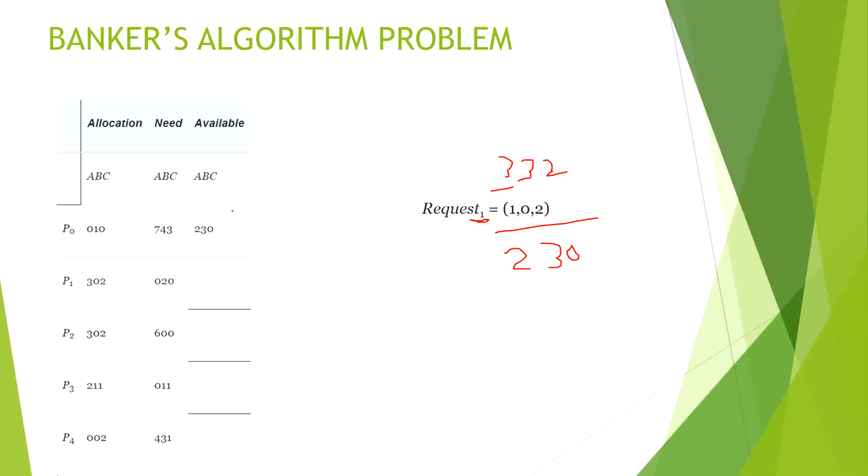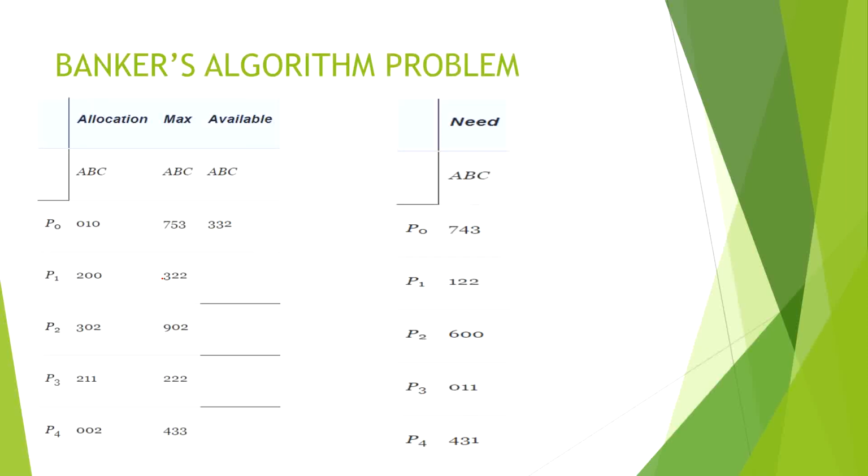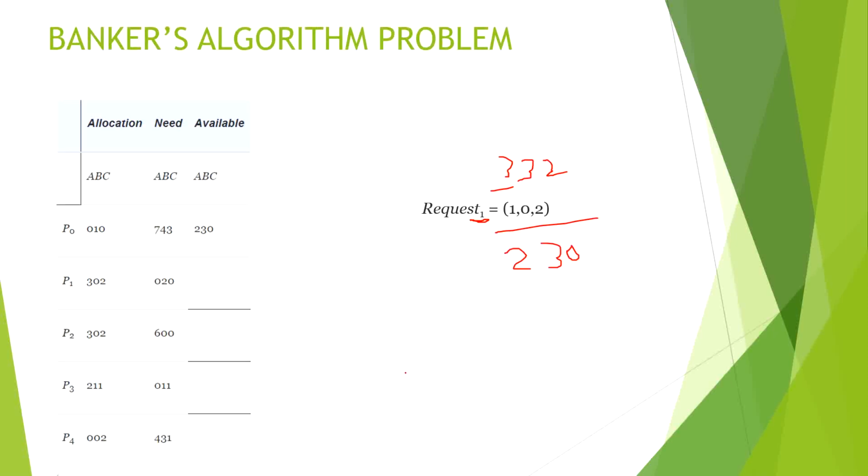Now the next step is that we will subtract the request from the need of process 1. So what is the need previously? That was 122. Now the request will be subtracted from the 122, and what we will get is 0 2 0. Okay, so now we are getting 0 2 0, and the rest of the things will be the same.